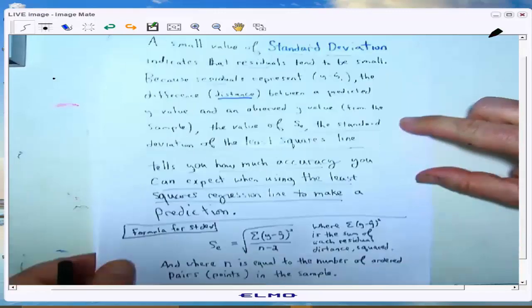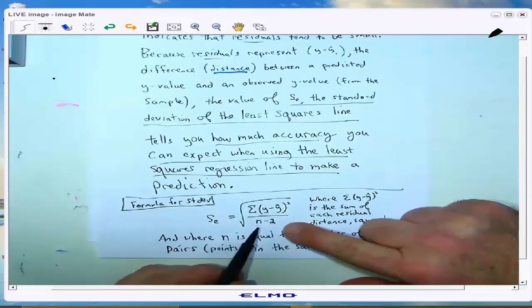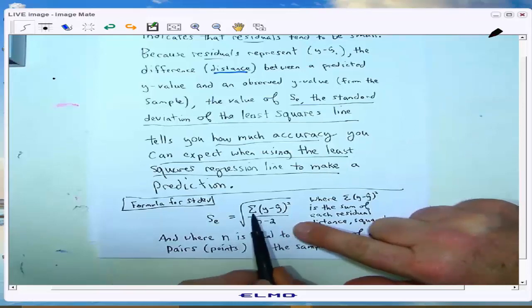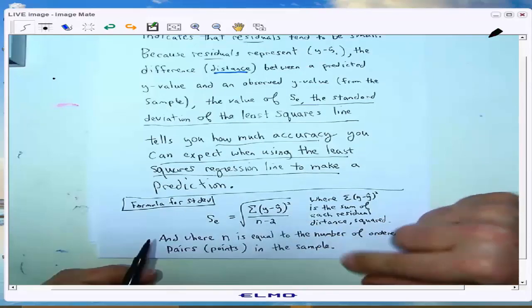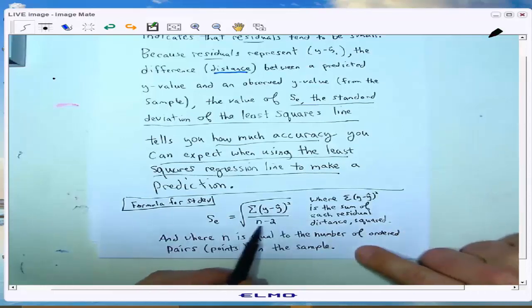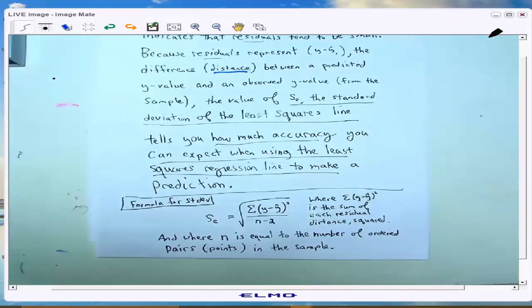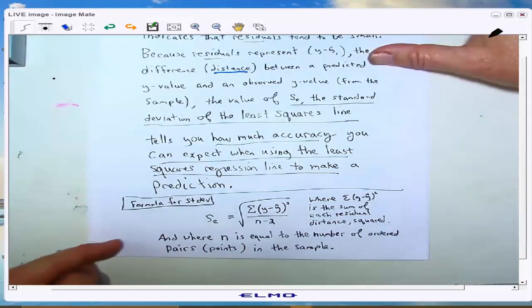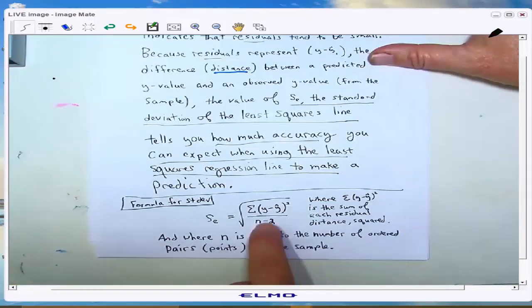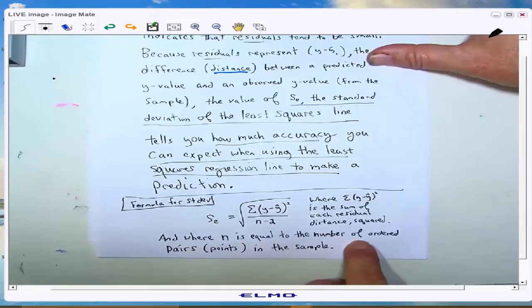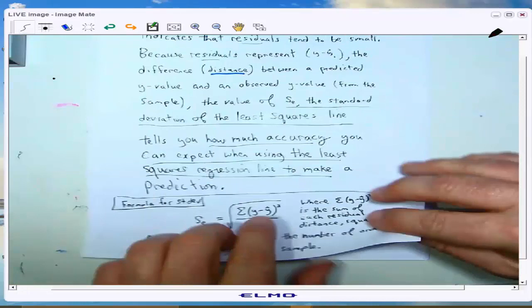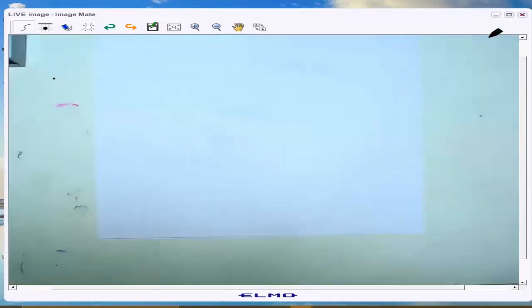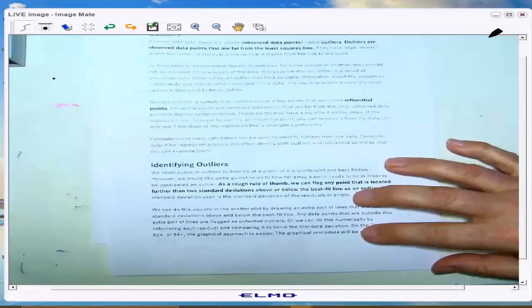The formula for standard deviation is this nasty thing here. It takes the sum of all the squares of the residuals, divides that by n minus 2, and then takes the square root of that. They use n minus 2 because there are two estimates being used in the calculation, and n is the number of ordered pairs or points in the sample. The good news is you don't have to use this formula to find the standard deviation. I'll show you how to do that using a LinRegTTest on the calculator.